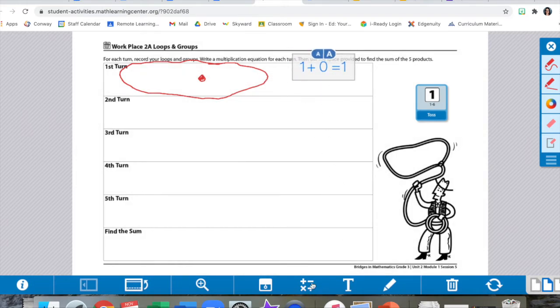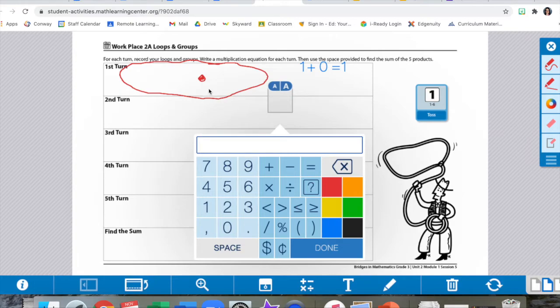And then my multiplication equation, this is where it gets interesting. I have 1 thing, and it's in 1 group. 1 group of 1 object. Well, if I have 1 group of 1, how many dots do I have? Yeah, I just have 1 dot. 1 times 1 is 1.